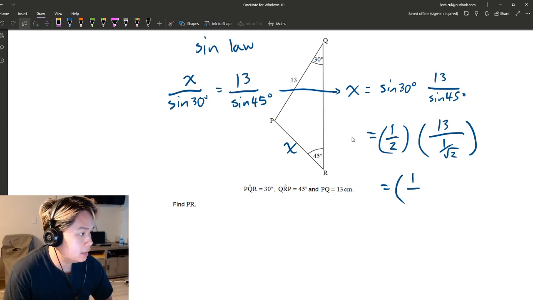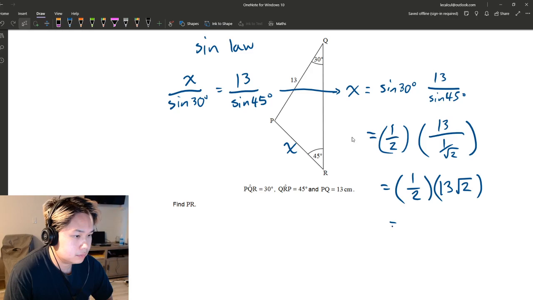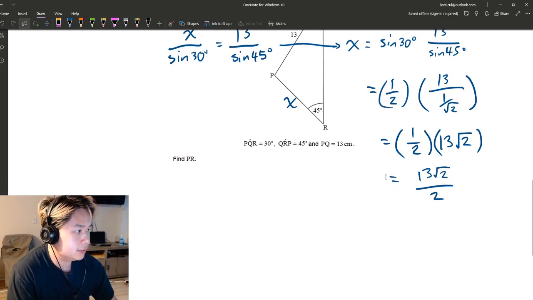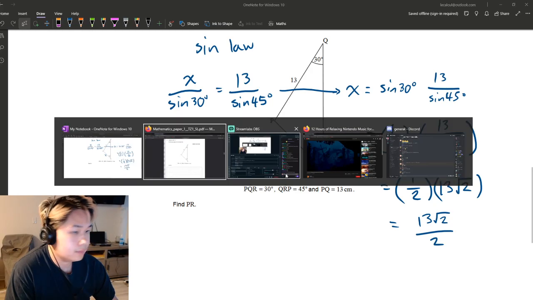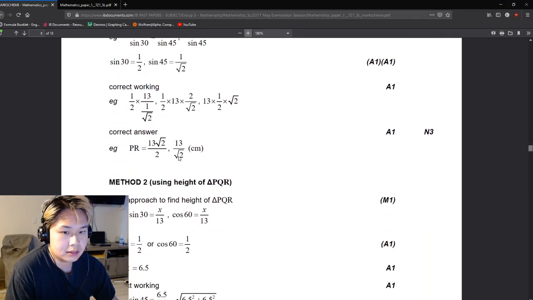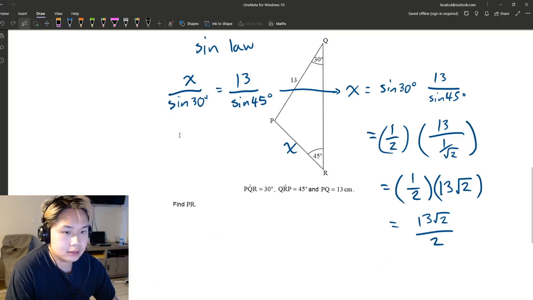And then we just need to make this look a little bit nicer. So here's x, 13 root 2 over 2. Check my answer. See, 13 root 2 over 2.